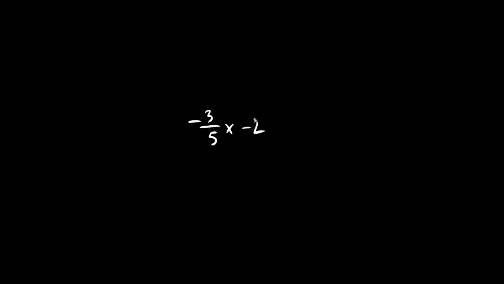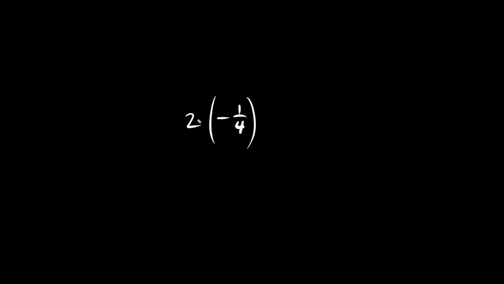A negative number times a negative number is positive. And what is 3 over 5 times 2? We have 2 over 1 as an equivalent expression, and we multiply across. So what is 3 times 2? It's 6. And what's 5 times 1? It's 5. So 6 over 5 is the answer.